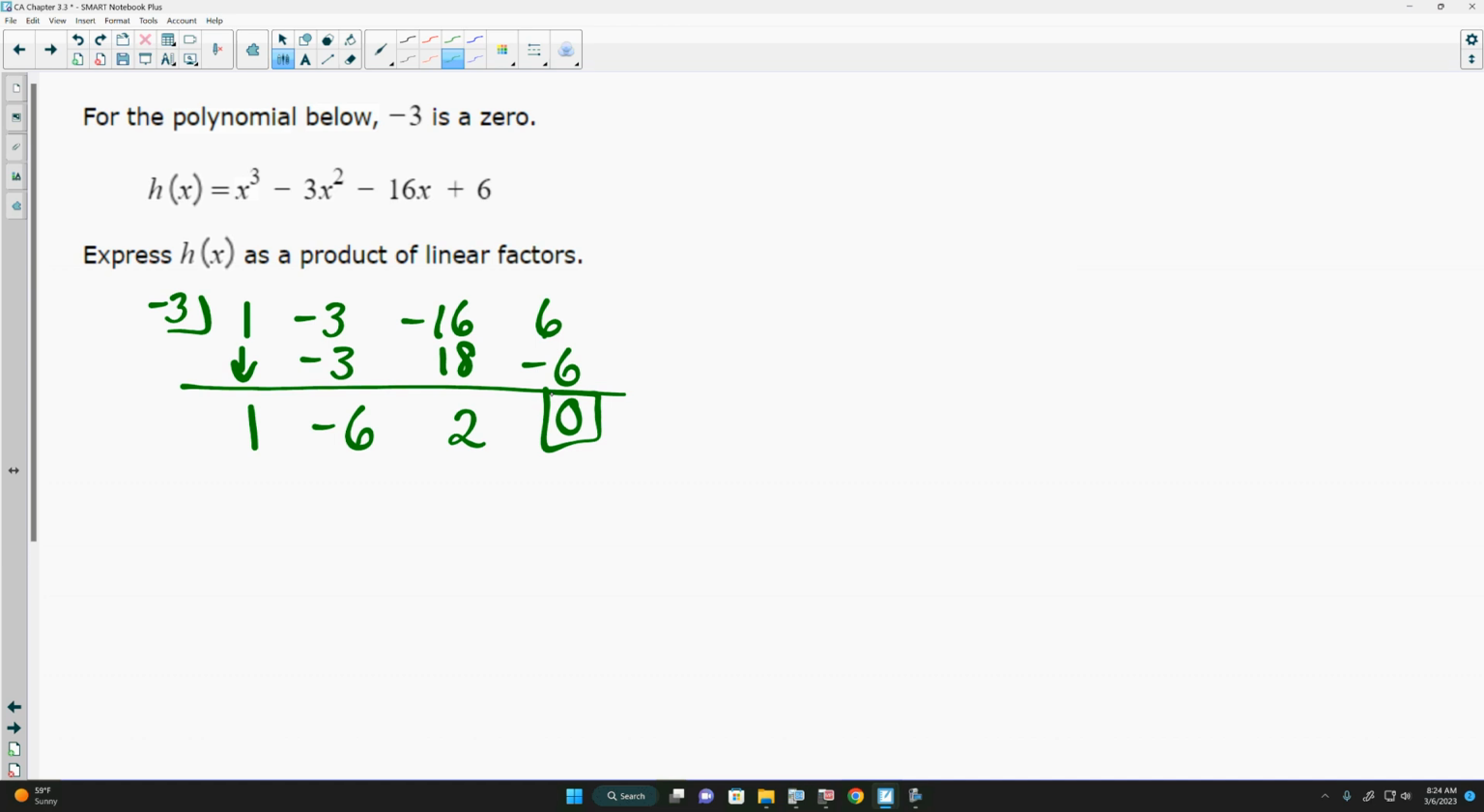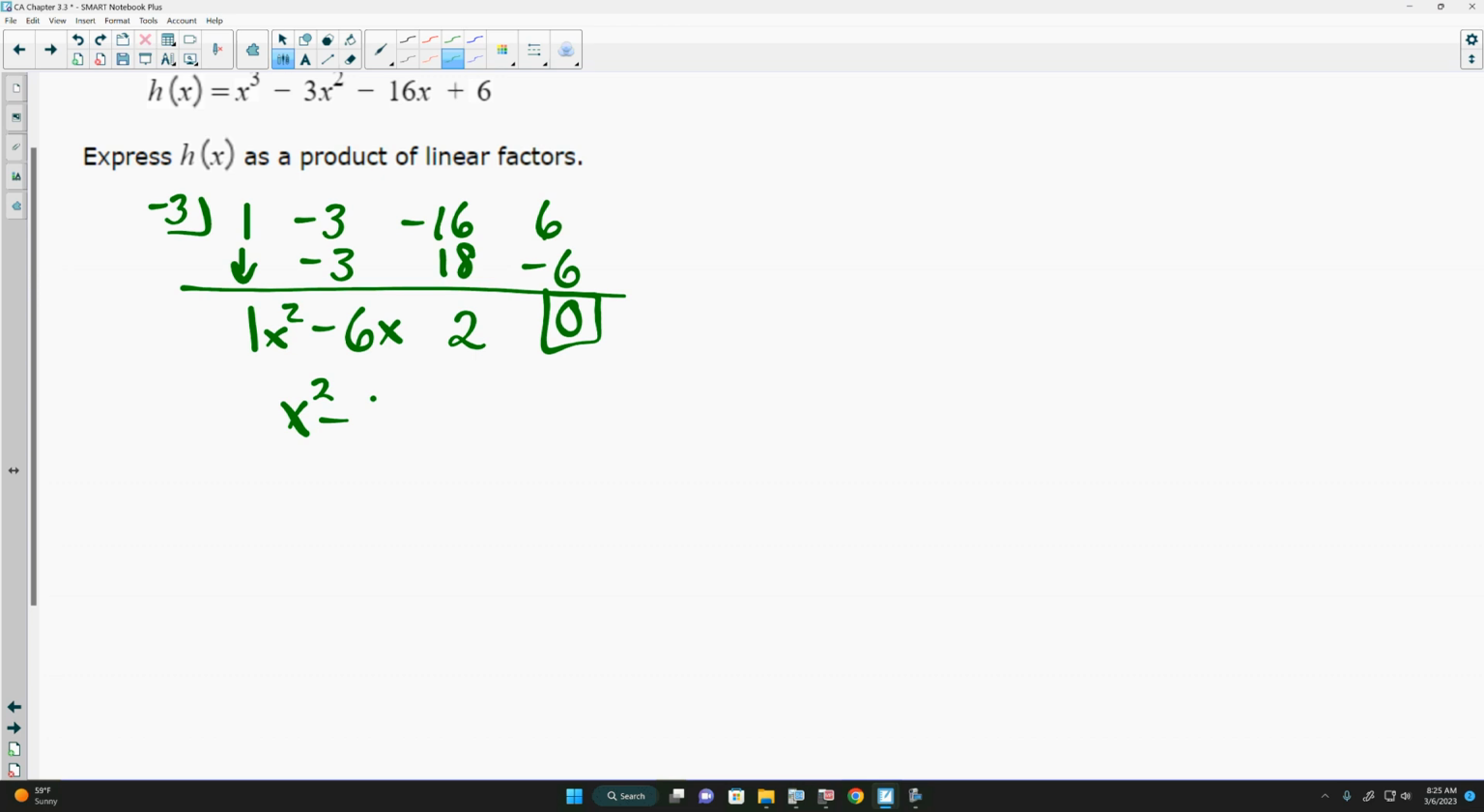Now, we'll get into this later this week, but we have this quadratic here: x squared minus 6x plus 2. Now, they told us negative 3 is a solution. So if we add 3 to both sides, we know that x plus 3 is a factor. So part of our solution is going to be x plus 3 times, we're going to have 2 more of these. We're going to have 3 total.